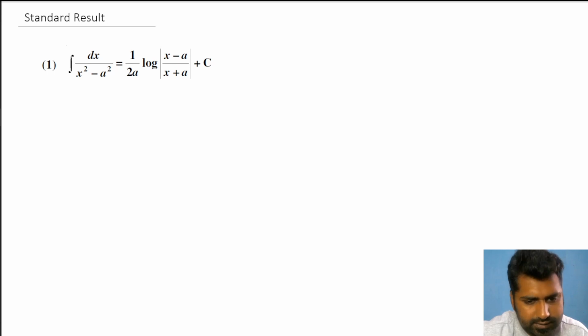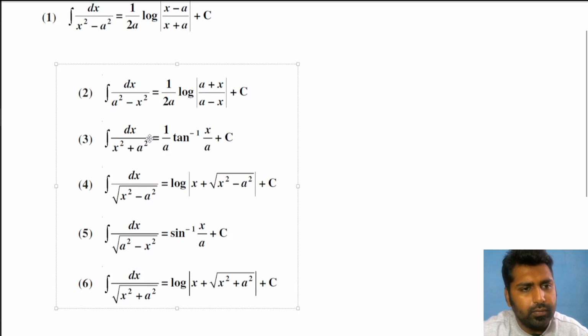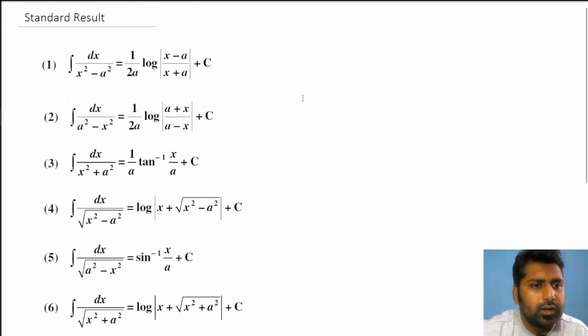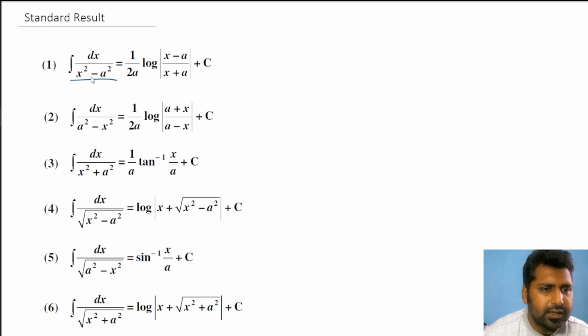The remaining results: for x square minus a square it is 1 upon 2a log of (x minus a) upon (x plus a), and for a square minus x square it is 1 upon 2a log of (a plus x) upon (a minus x). Now if you want, you can learn this also, but look at this result. You take negative common, it becomes this. So the answer of this should be the same as this, but with a negative sign. But sometimes the options are not given like this, so learn both ways.